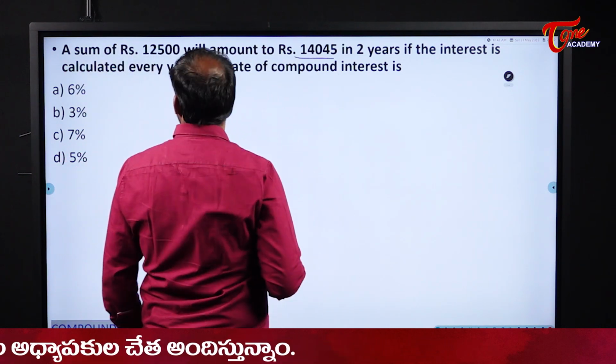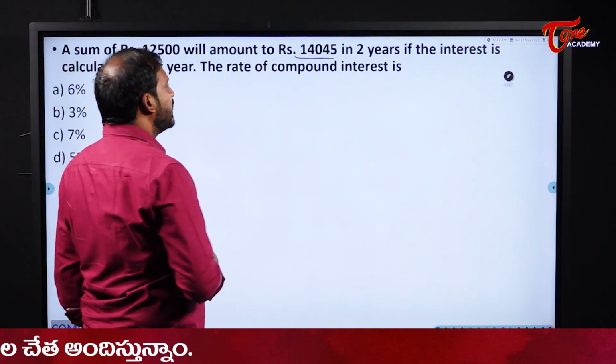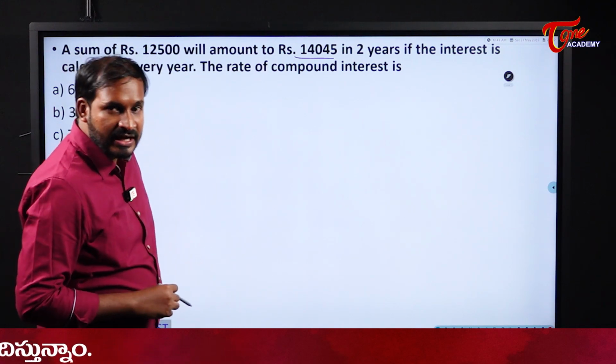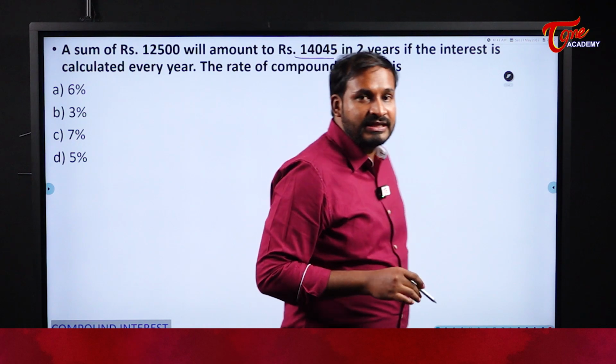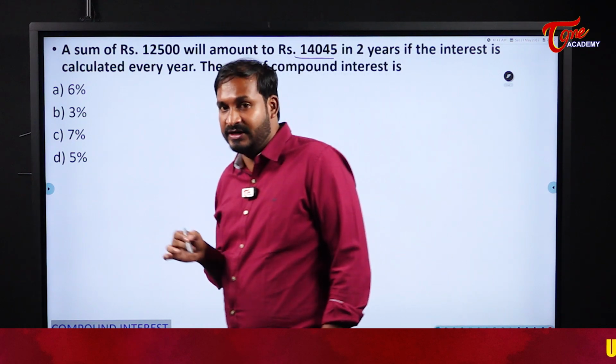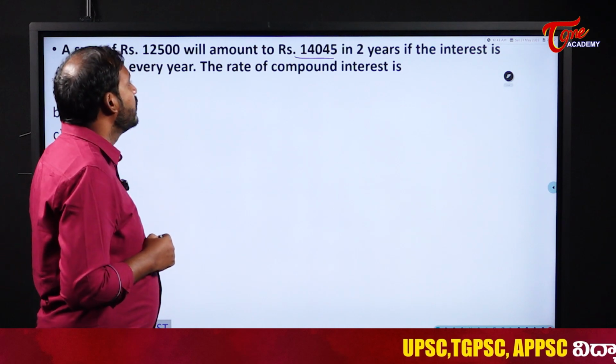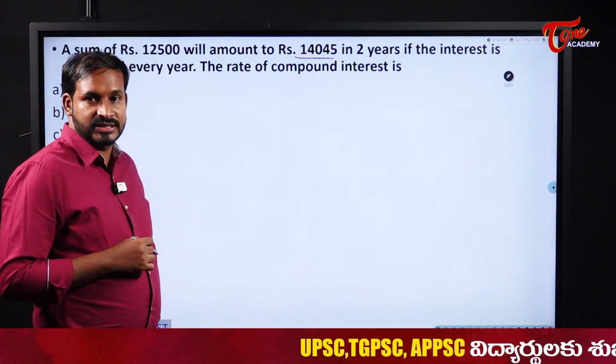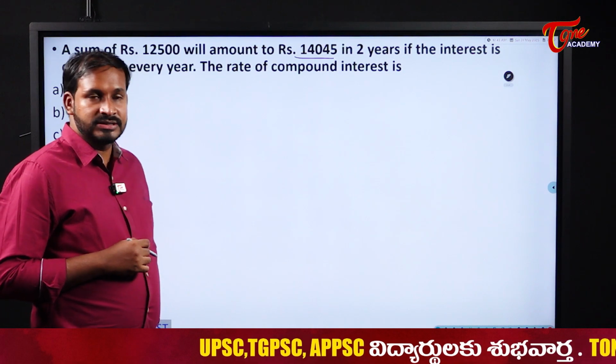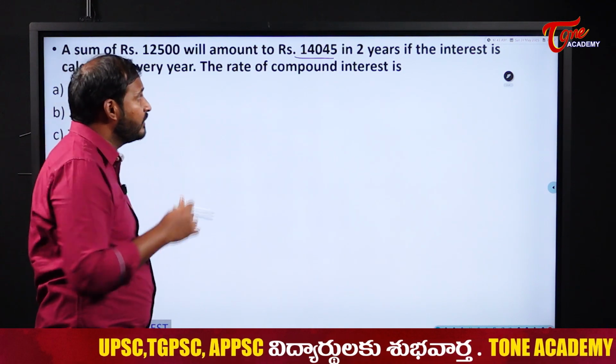14,045 in 2 years if the interest is calculated every year. The rate of compound interest is. Now it is reversed. Here they don't mention the rate of interest. We need to find the rate of interest in this case. It became 14,045 in 2 years, right? In 2 years.